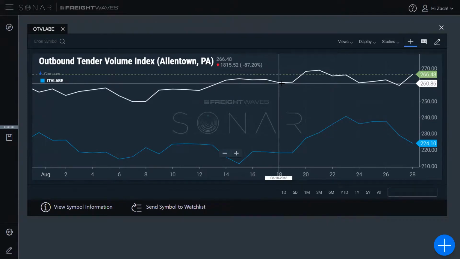But go ahead. I know you want to talk volume next. Outbound tender volume. What does that mean? What does it tell you region by region, and how can you use it?